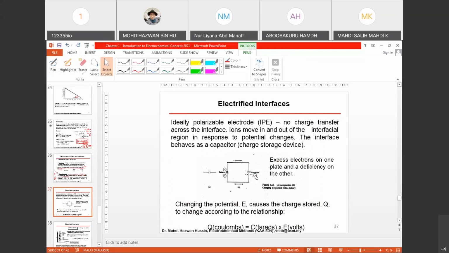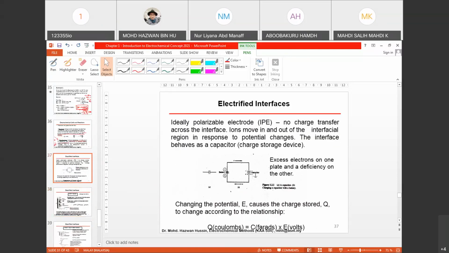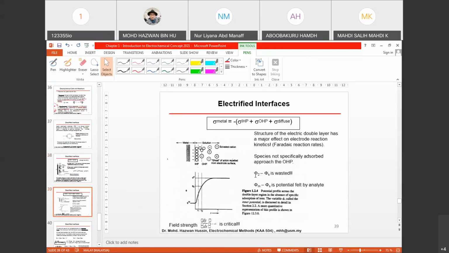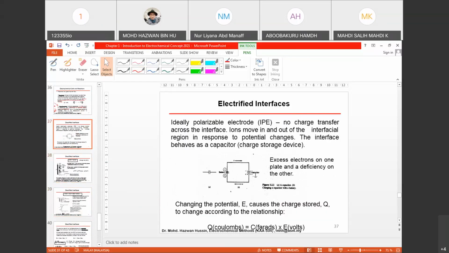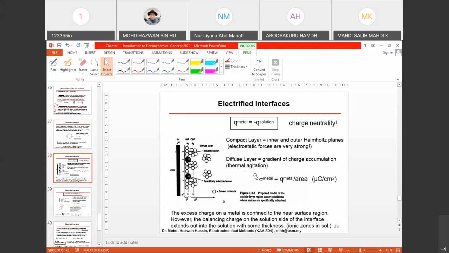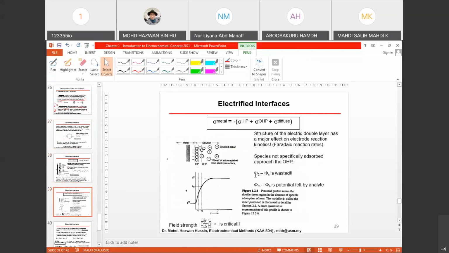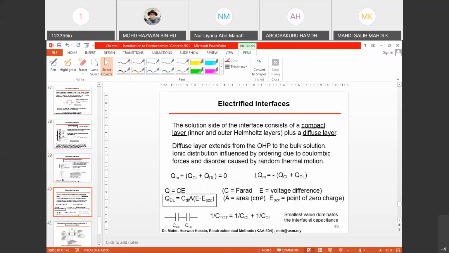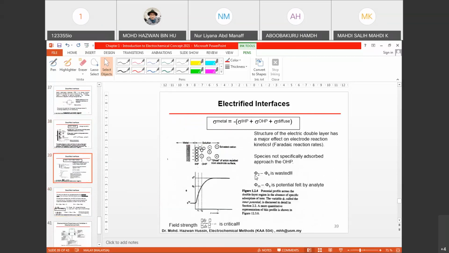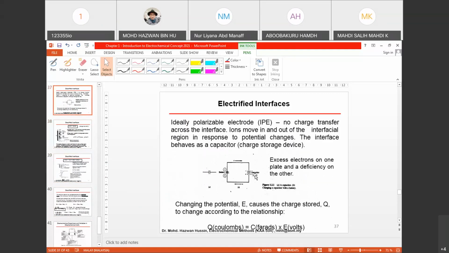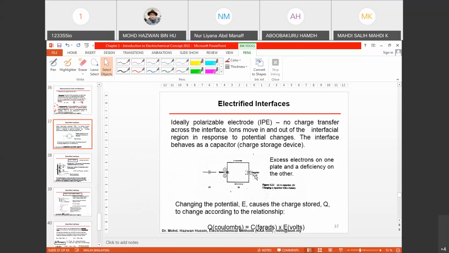Right. So the other part, probably just for your information, because all these are more details, the details of the double layer and the interface. You will learn it in chapter 3. But never mind, I think it's just an introduction for you guys.